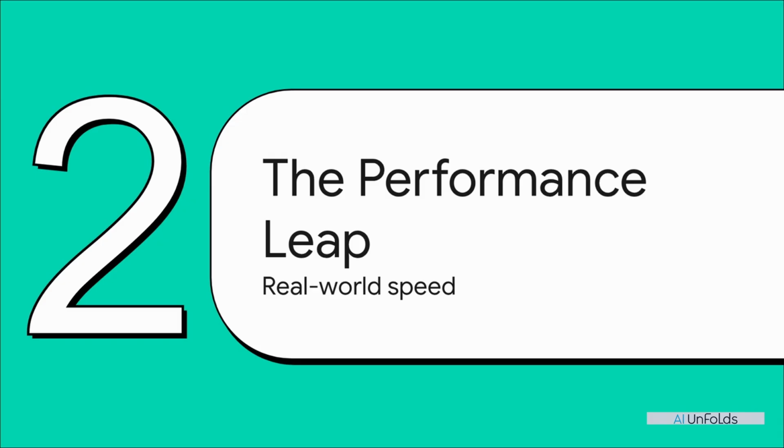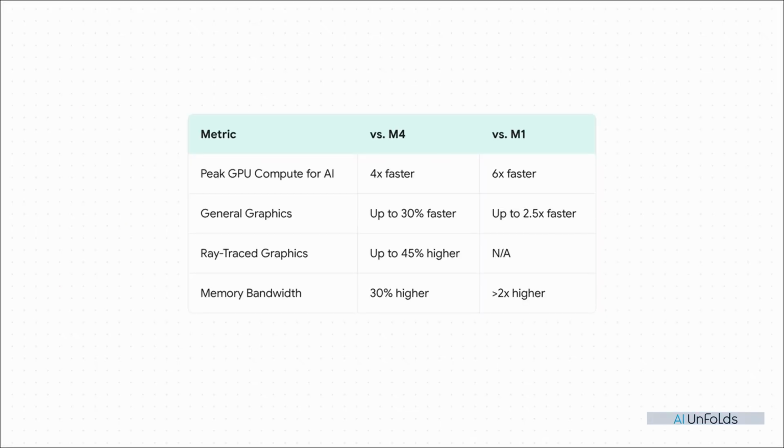Okay, so that's the architecture, that's the how. Now let's talk about performance and see how all this translates into actual real-world speed. Because honestly, some of the numbers here are pretty staggering. So, here's the big picture. Compared to the M4, its direct predecessor, the M5's peak AI compute is a whopping 4 times faster. Ray tracing is up 45%, and even general graphics get a really nice 30% boost. And if you compare it to the M1, well, the leap is just massive.